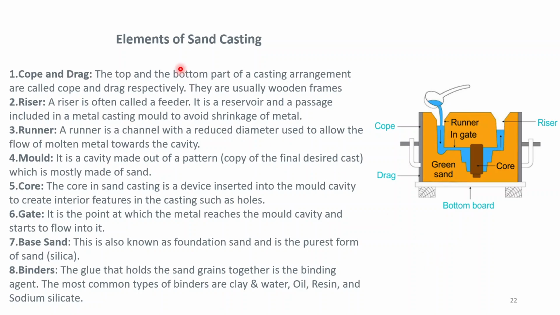Now the elements of sand casting. These are the various elements which are shown here as well. First is cope and drag. They are the top and bottom parts of the casting arrangement, called cope and drag respectively. They are usually wooden frames.